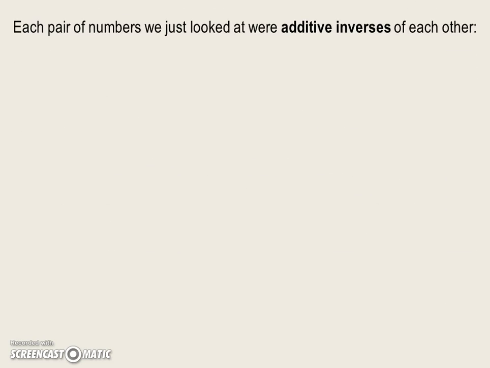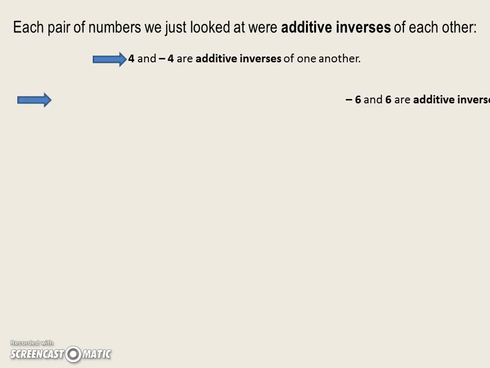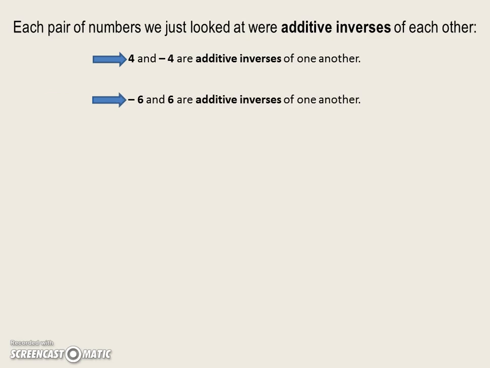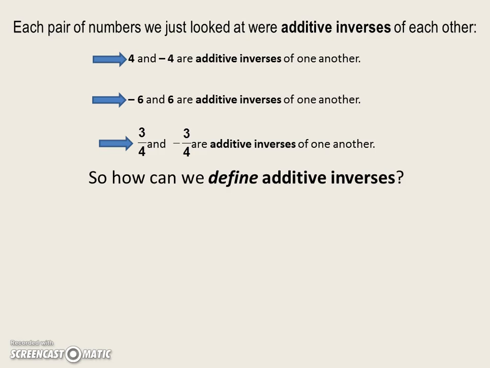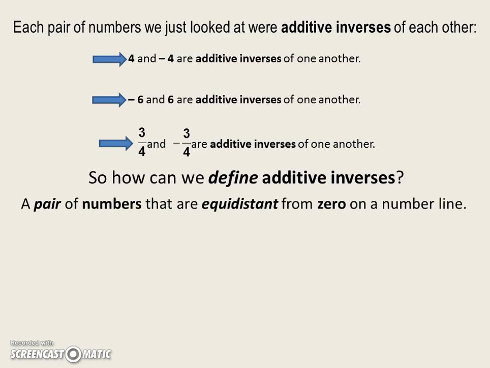Each pair of numbers we just looked at were additive inverses of each other. 4 and -4 are additive inverses of one another. -6 and 6 are additive inverses of one another. 3/4 and -3/4 are also additive inverses of one another. So how can we define additive inverses? One way is to say a pair of numbers that are equidistant from 0 on a number line. Same distance away from 0 on a number line.